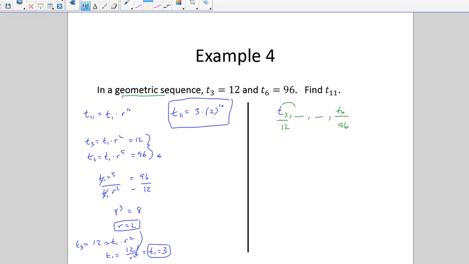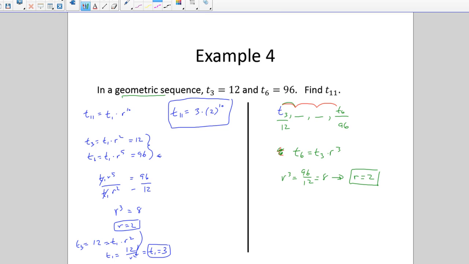Well, 1 step, 2 steps, 3 steps. So we know that we have to multiply this term 3 times by r to get here. So we could just directly write that the sixth term is going to equal the third term times r cubed. We don't have to go through this step to find r. We have a much faster way by just reasoning through that. We know we have to move 3 steps to get there. So here r cubed is just going to equal 96 divided by 12, which is 8, which gives us r equals 2 when we take the cube root.